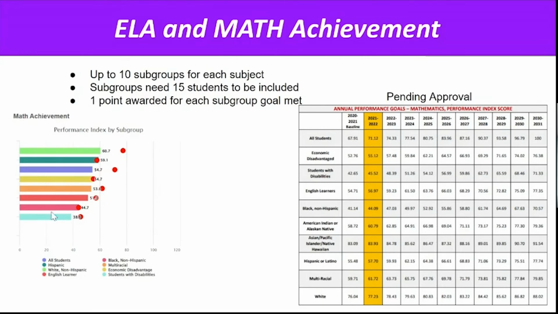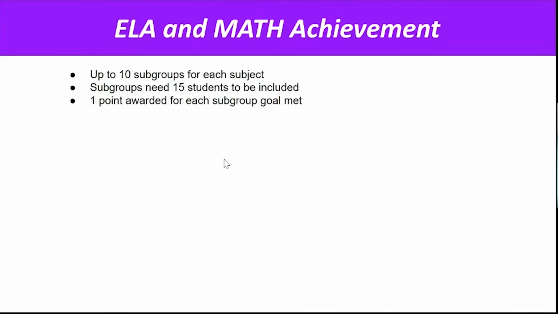In this example, you can see all of the subgroups. They didn't have all 10. It looks like they only had 8 subgroups there. And if you look really closely at that, you're going to see that 3 out of the 8 subgroups met that goal. So for this section of gap closing, we're going to get 3 out of the 8 points. Again, there is no credit for improvement or anything like that. It's just you either met the goal or you didn't.